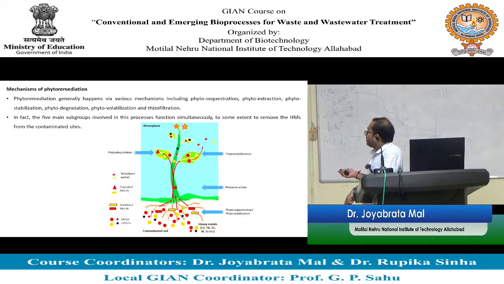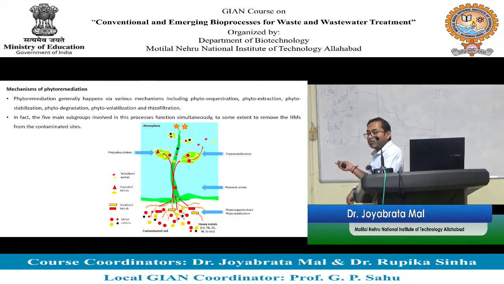In phytovolatilization, of course, some reduction is happening, like with mercury. Suppose the plant is uptaking mercury 2+, then extraction is happening and then degradation or volatilization. So when mercury 2+ is reduced, it volatilizes and leaves into the atmosphere. So you are completely reducing the mercury concentration in the soil. Similarly, there is no mercury present in the biomass, so you can dispose of the plant as well, there is no issue with that, and mercury is releasing into the atmosphere.